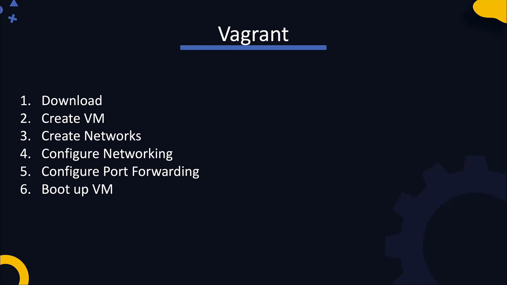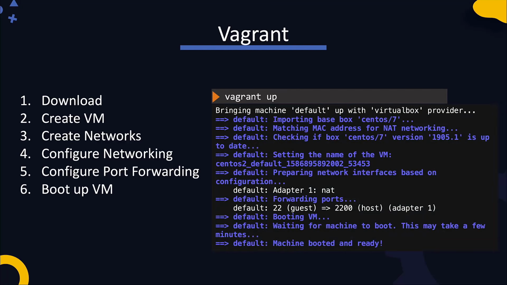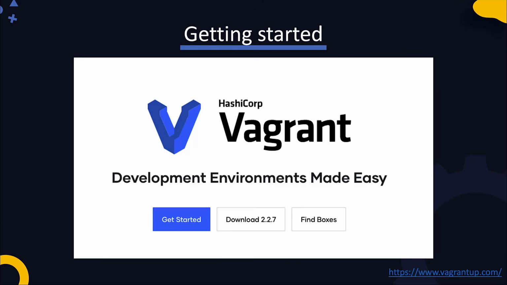Vagrant helps us automate all of these tasks and do all of these with a single vagrant up command. That way you don't have to go searching for images of operating systems or download them or create networks or configure port forwarding manually. Vagrant does all of that automatically. So Vagrant is especially useful when you have complex systems involving multiple VMs and if you plan to deploy and manage the entire setup together.